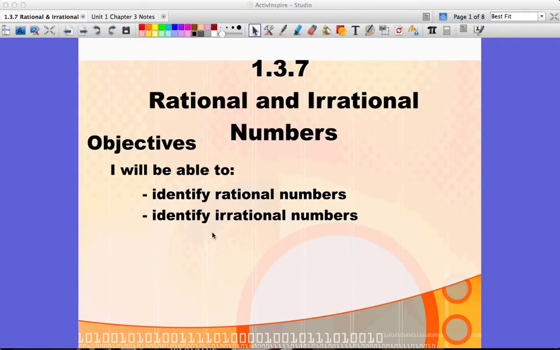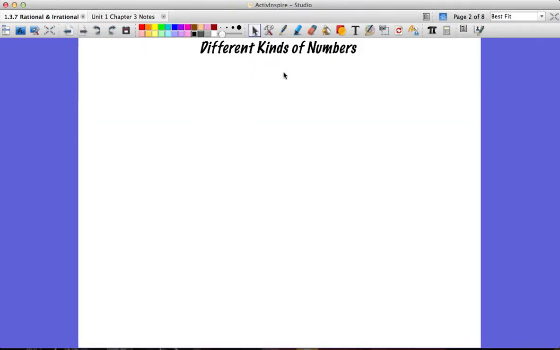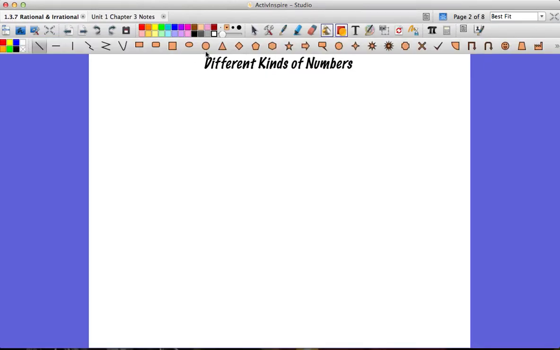Welcome to lesson 137, rational and irrational numbers. Today we're going to talk about how to identify rational numbers and how to identify irrational numbers. All right, so when we talk about numbers, there's actually all different kinds of numbers, and we're going to show you here where each of them fits.